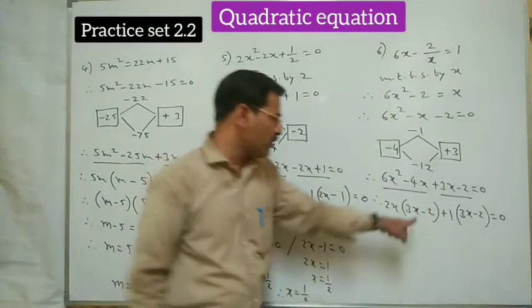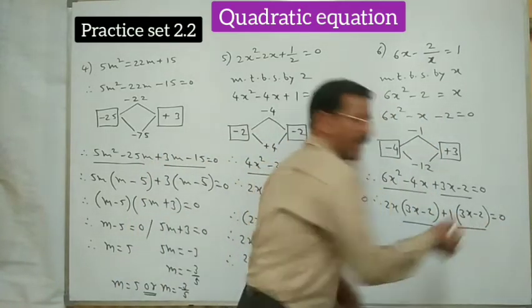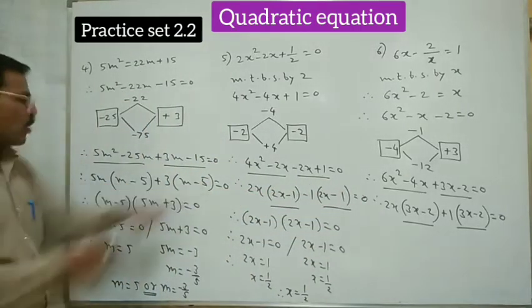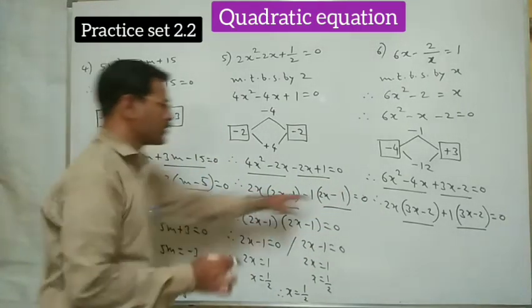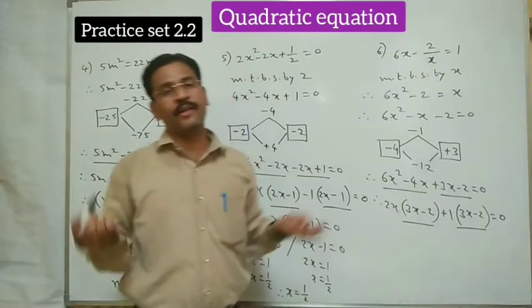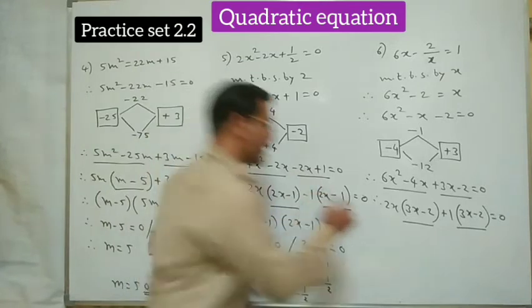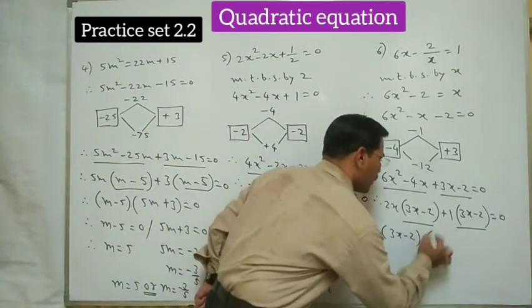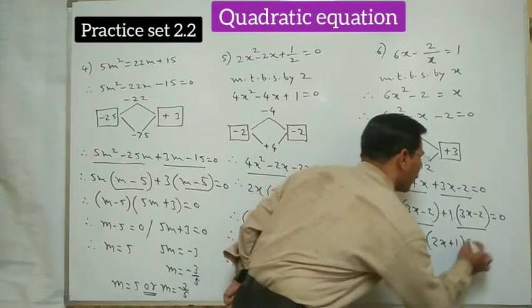If you observe, both have the same bracket. Every time the bracket is common, here also and here also. This is the only verification whether we are correct or not. Okay friends, now I'll take that common bracket. Take common here, and what remains here? 2x plus 1 equal to 0.